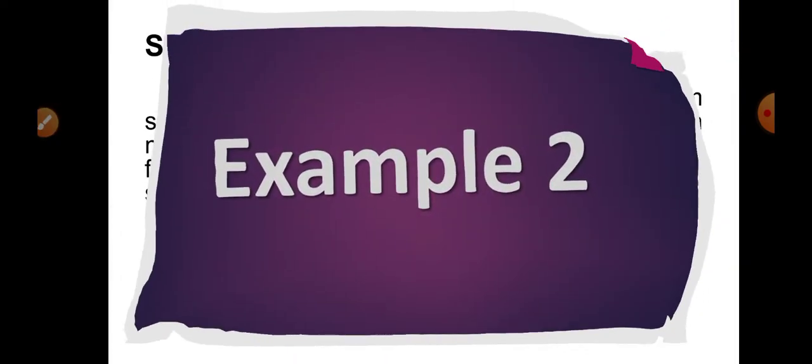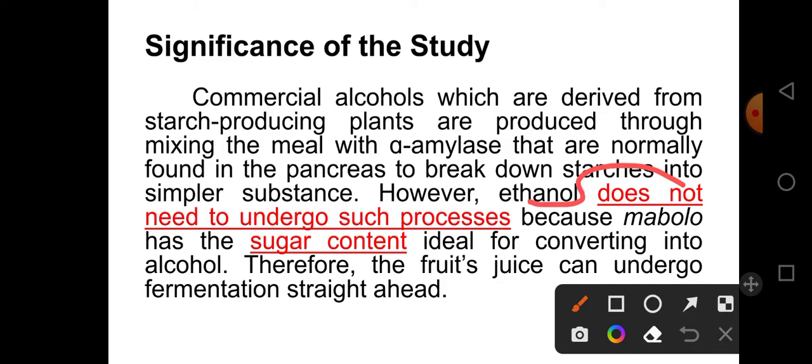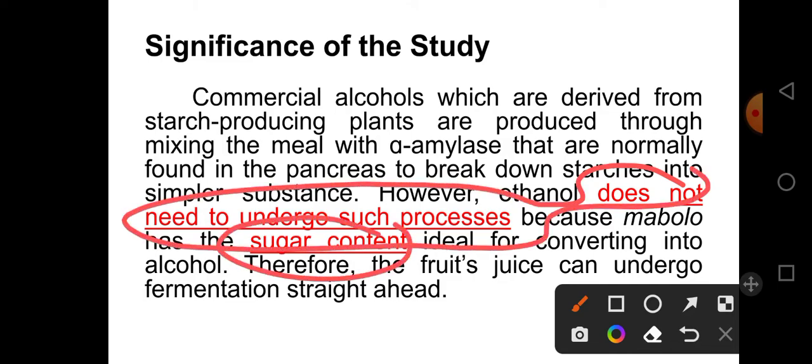We have here the next example. Commercial alcohols, which are derived from starch producing plants, are produced through mixing the meal with alpha amylase that are normally found in the pancreas to break down starches into simpler substance. However, ethanol does not need to undergo such processes because mabolo has the sugar content ideal for converting into alcohol. Okay, note class with the underlined phrases. If I were to ask you, are the ideas presented here new to you? Are these ideas new to you?